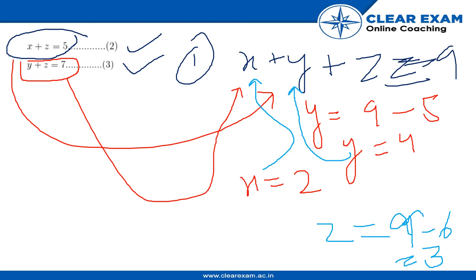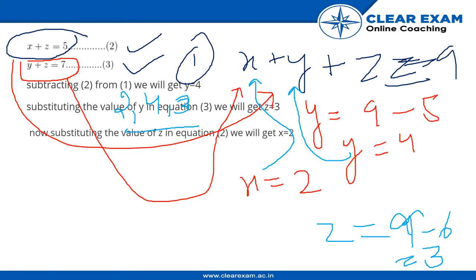So we have our solution as 2, 4, 3. We have our x is equal to 2, y is equal to 4, and z is equal to 3. Let us see how they have done. They have done nothing different. They have just substituted as I told you, and they have the same set of solution, that is x is equal to 2, y is equal to 4, and z is equal to 3.